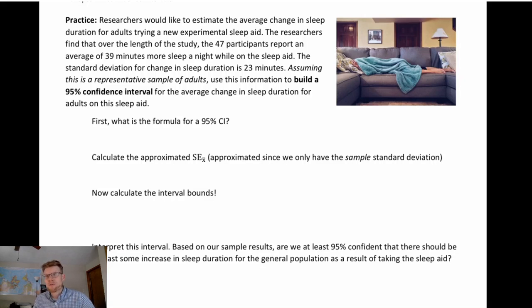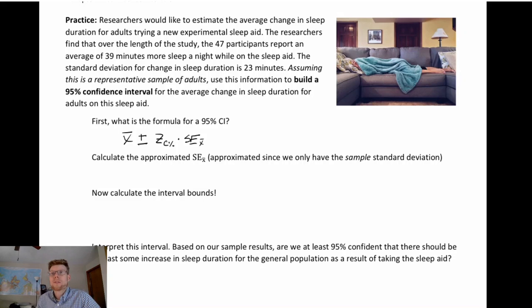Okay, so first, what is the formula for a 95% confidence interval? By the way, I'd encourage you to pause and think through these on your own first. You'll probably get more out of it that way, but I will go ahead and go through them. What is the formula for a 95% confidence interval? It's going to be x bar, our point estimate, plus or minus the z value for our confidence level, times the standard error of x bar.